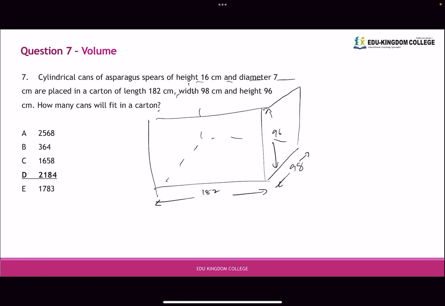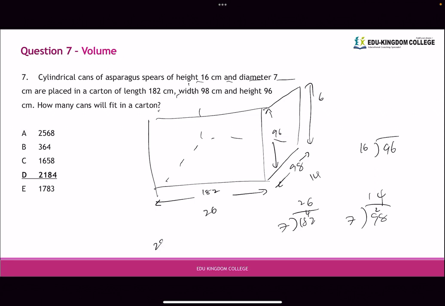So how many times does a diameter of 7 fit into 182? Okay, so how many cans can we stack along the side? So 182 divided by 7 is 26. So 26 cans can go along the length. 98 divided by 7 is 14, so 14 cans can go across the side. And then how many can we stack on top of each other? So 96 divided by 16, that's just 6. So we can fit 6 upwards.